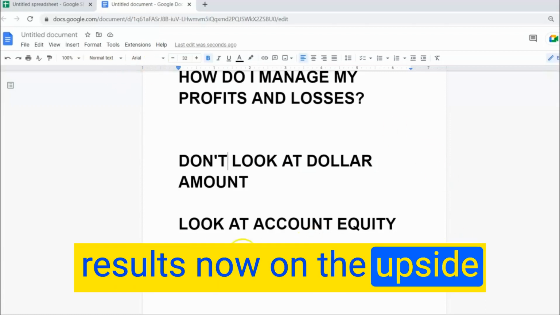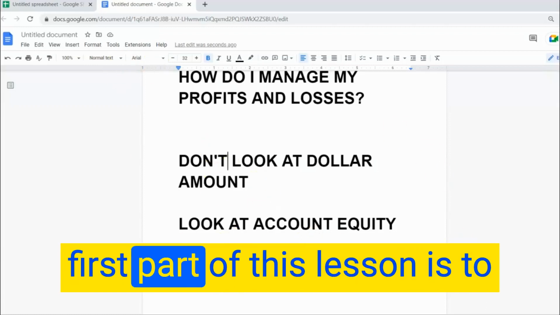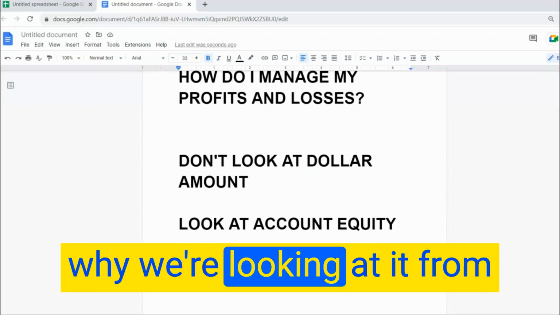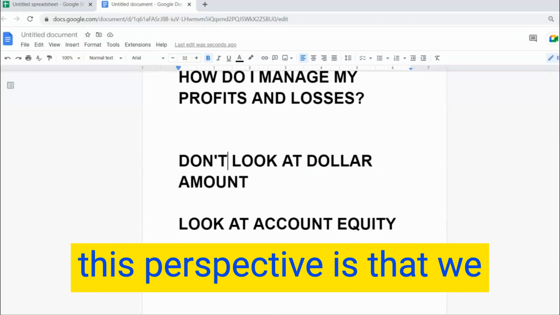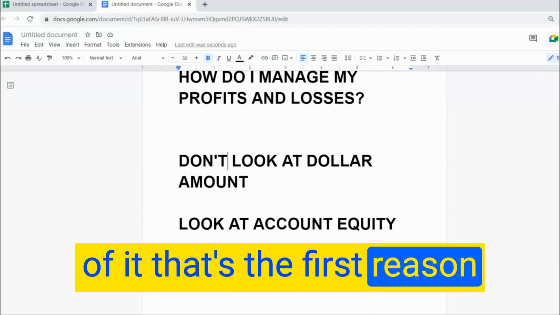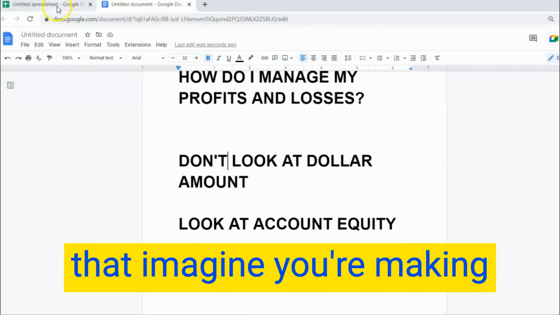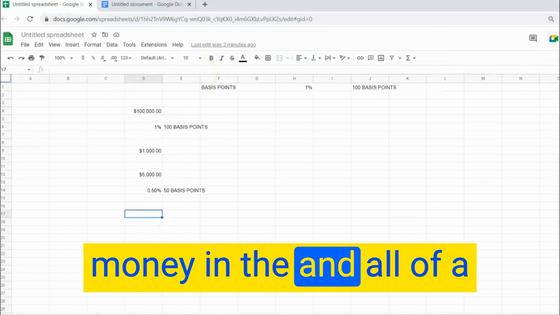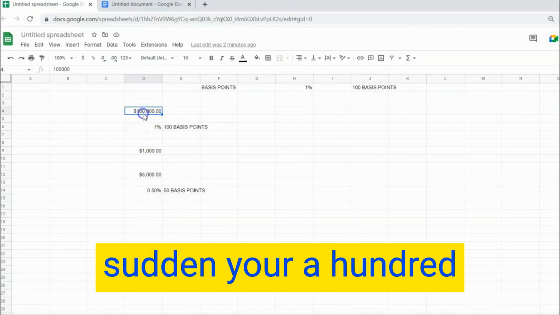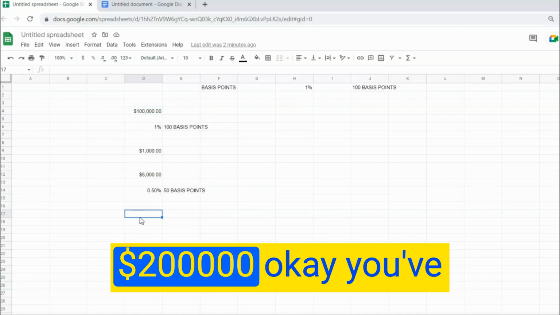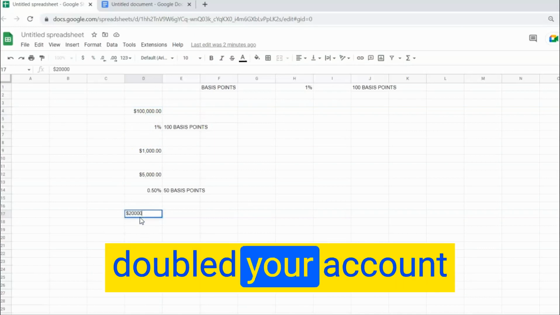Now, on the upside, the first part of this lesson is to understand that the reason we're looking at it from this perspective is that we want to disassociate from the dollar amount. So we want to take the dollars out of it. That's the first reason. But the second reason is, imagine you're making money in the market and all of a sudden your $100,000 is now $200,000. You've doubled your account.